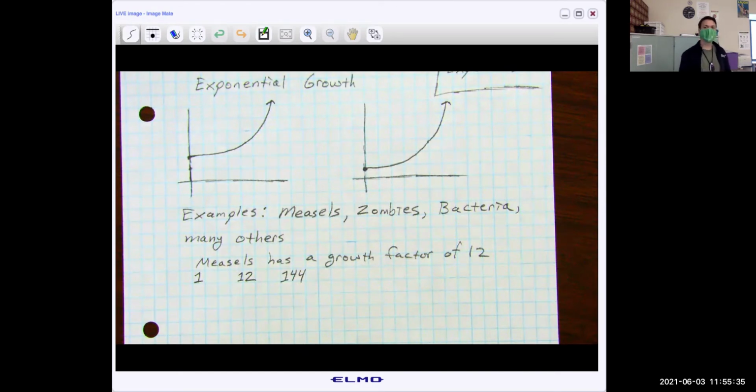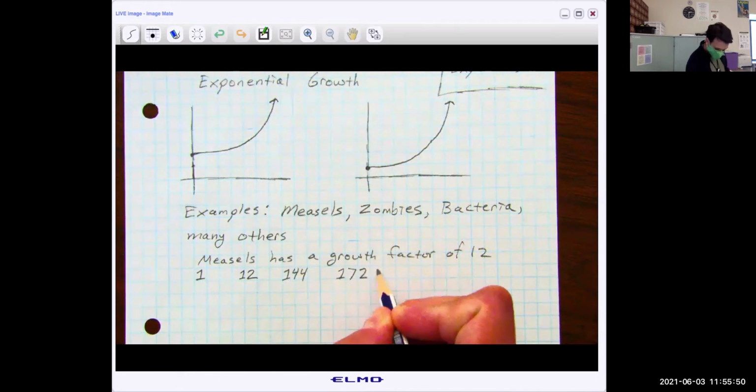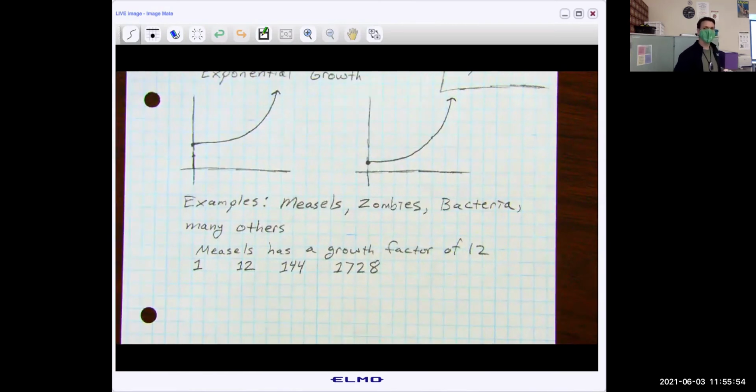And we could use the calculator to find the next one if we wanted to. Because now that we have 144 newly infected, those people are also going to infect 12 more people. So if we go 144 times 12, next we'd have 1,728 people sick, newly infected.